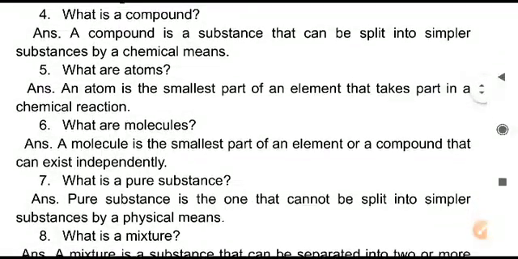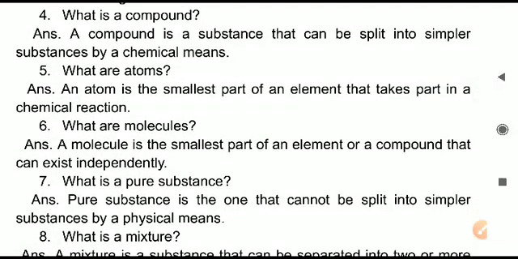Question 4 now. What is a compound? A compound is a substance that can split into simple substances by chemical means. So this compound is just opposite of element. Definition we have just now read: it cannot split, it cannot break. But in this definition what is written? Substance that can split means the substance can break into smaller or simpler substances by chemical means. By a chemical reaction or chemical change, a compound can break into two parts.